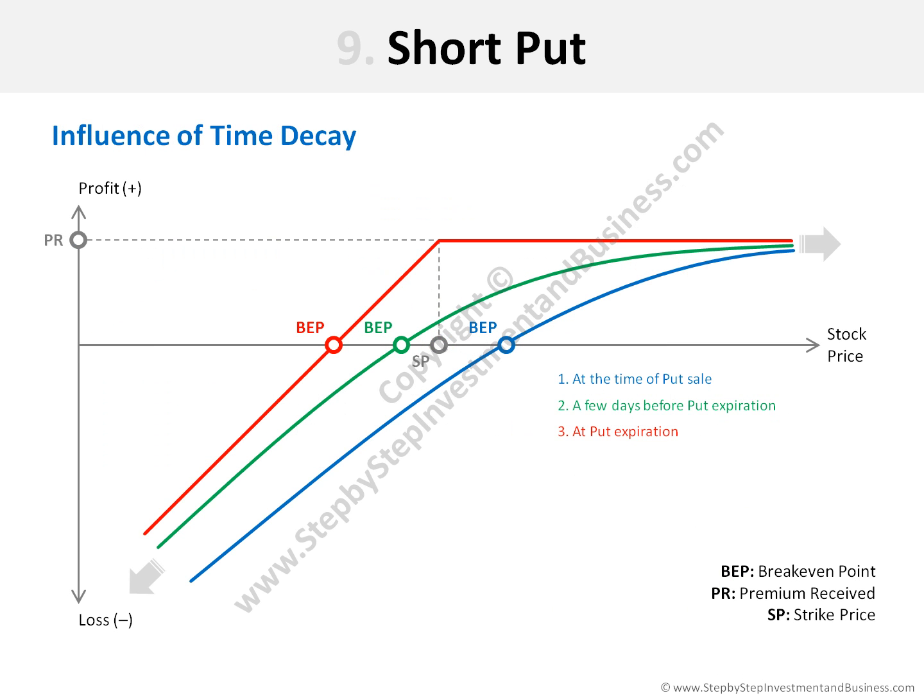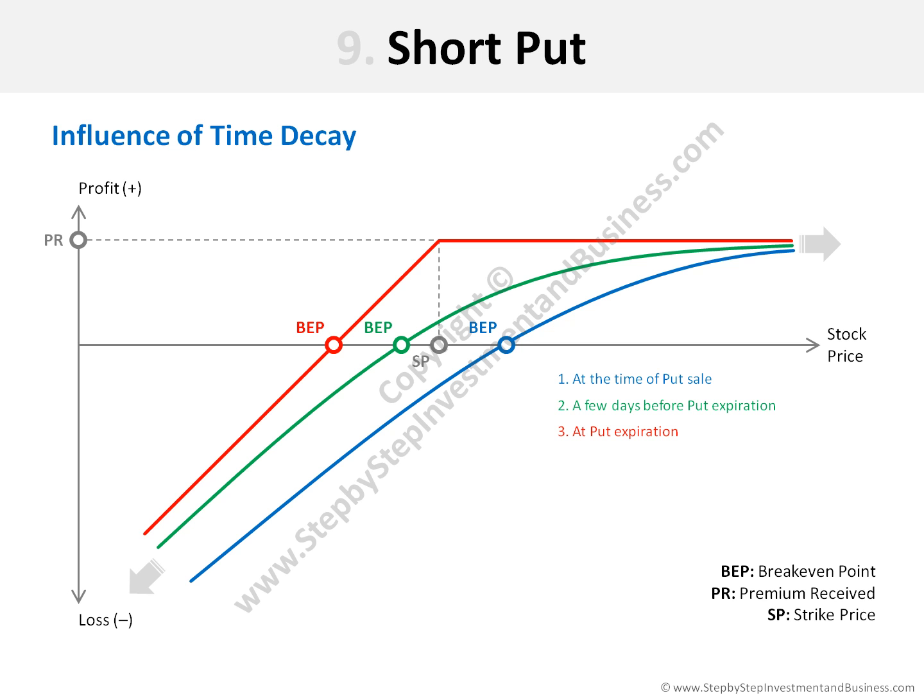In this graph, we can see the influence of time decay on the position. On the vertical axis, the profits and losses of the position are indicated, and on the horizontal axis, the stock price is indicated. A blue curve indicates the profits and losses at the time of put sale. As we get closer to put expiration, the curve of profits and losses is like the one shown in green. And finally, at put expiration, the curve of profits and losses is the one shown in red.